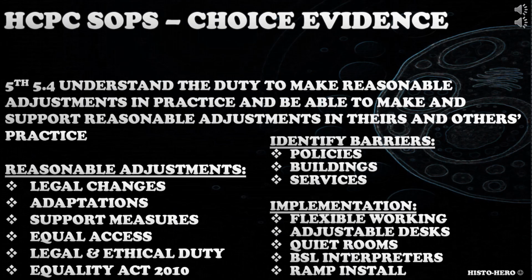To enable accessibility, ways changes can be implemented include flexible working, use of adjustable desks, dedicated quiet rooms, use of braille or interpreters to support individuals with visual or hearing difficulties, installing ramps to improve access for the physically impaired, and so on.